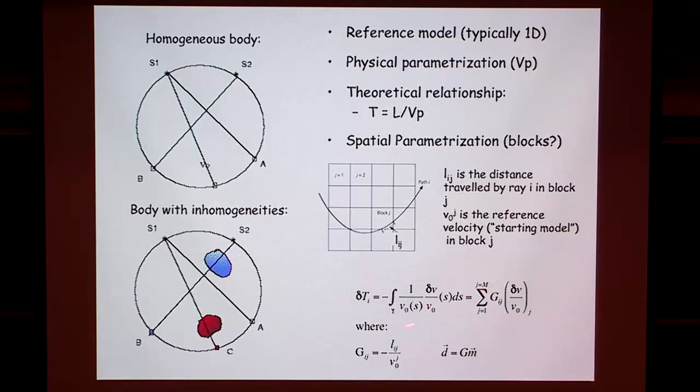And then this is an integral over the ray path gamma, which can be transformed into a discrete sum. And there you form this anomaly, your model m, and your matrix G, which relates your model to your observed travel times. And so you form this problem, which is what Mark Spanning's lecture was all about.